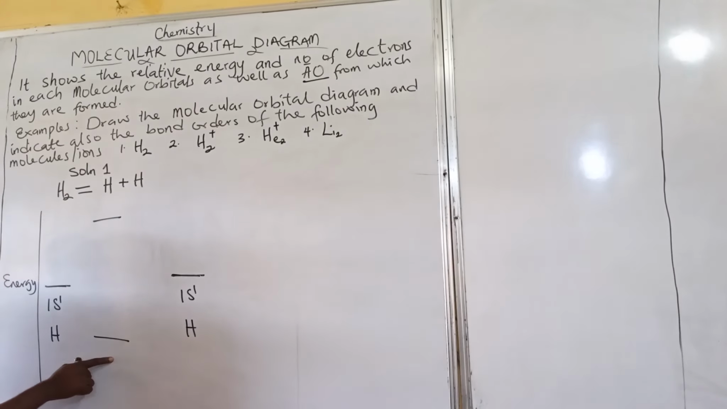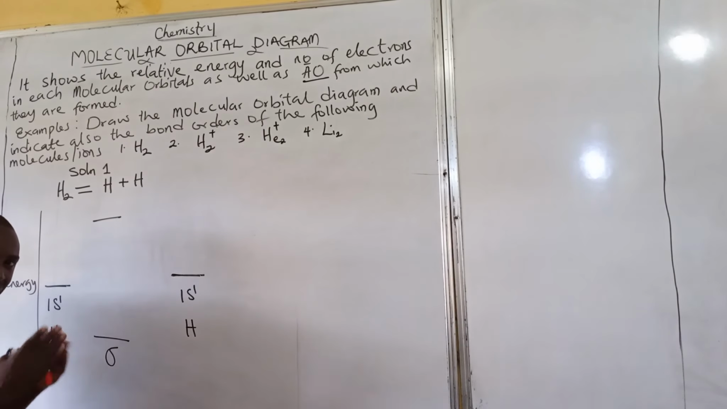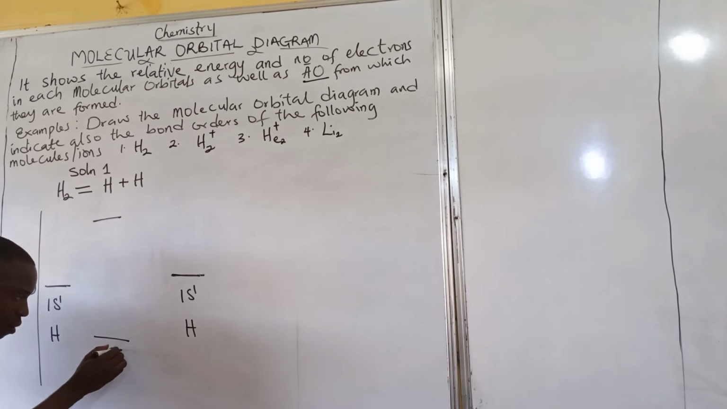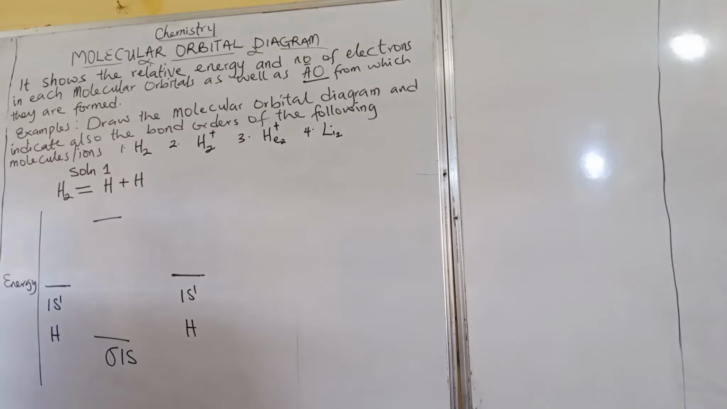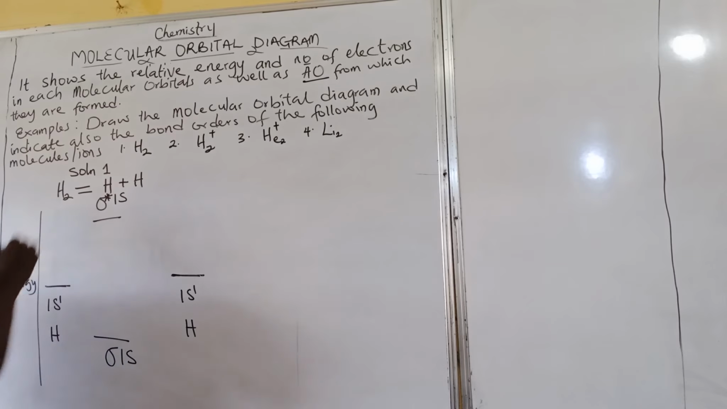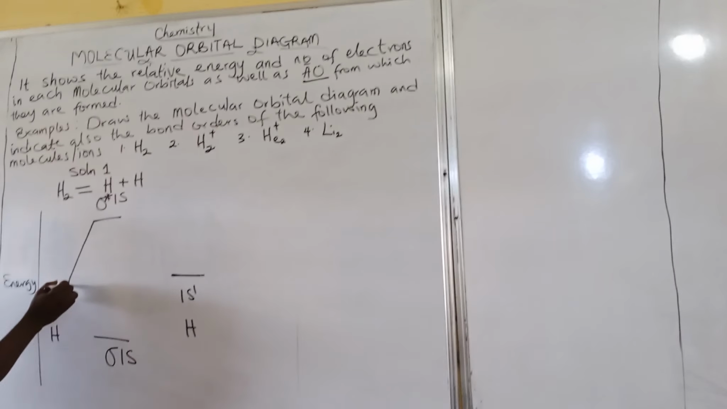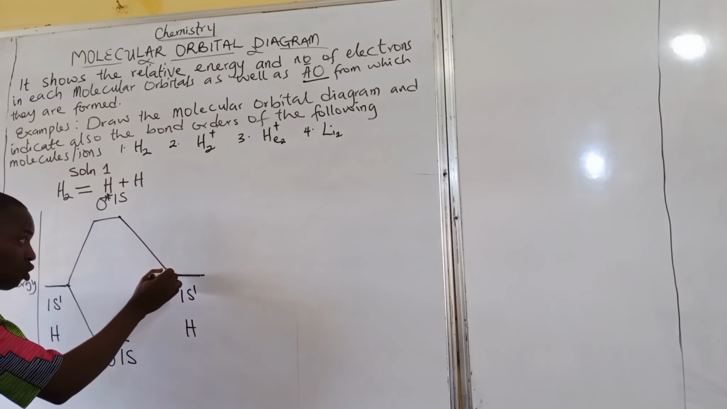But here, we'll be taking what we call the sigma. Remember, it's s and s orbital interaction, which is sigma bonding only. So here becomes sigma 1s, and here is what we call anti-sigma 1s. Now, I draw the diagram. It's not up to scale, just for you to understand it.